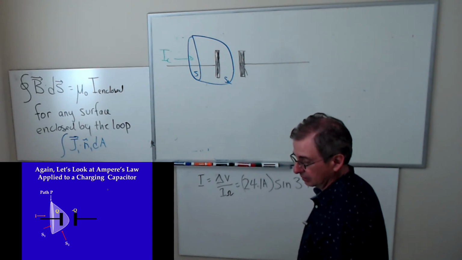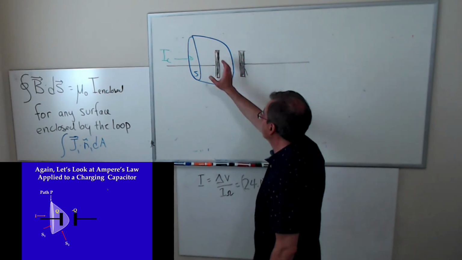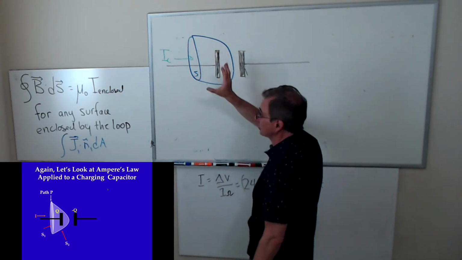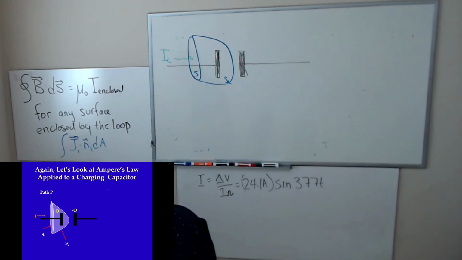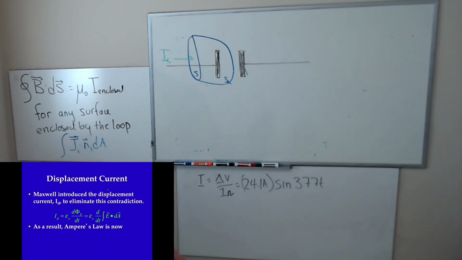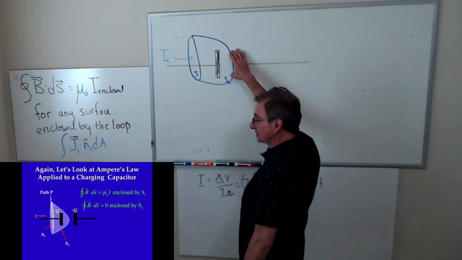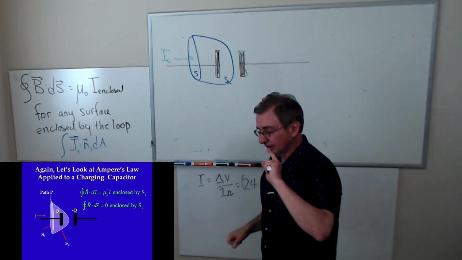You have a charging capacitor. You can think of it as having a source or a sink of charge. In fact, in this case, it's a sink because nothing comes out of this closed surface. And so again, the second surface says that there's no field here, but the first surface says there is a field.